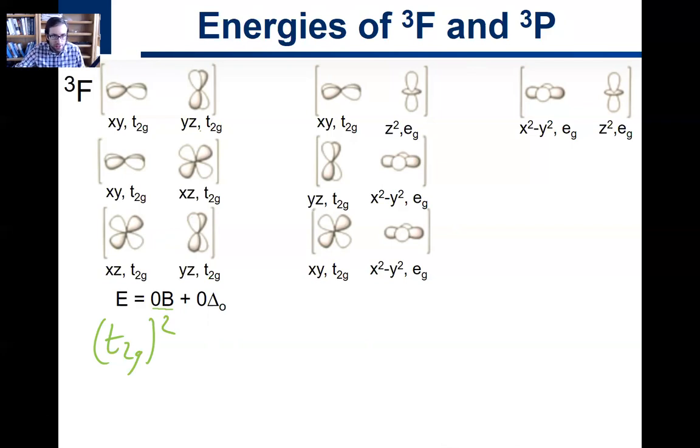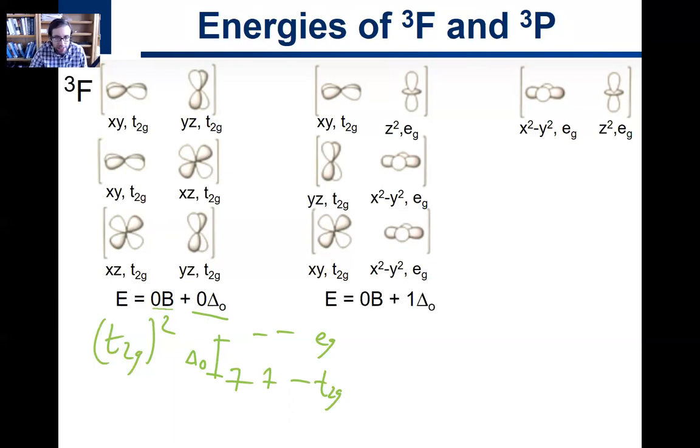So remember that in octahedral symmetry, you have your T2Gs and your EGs, and we call this energy gap delta O. Well, if you have electrons like this, for example, in T2G2, you also do not have any contribution due to delta O. So basically the energy is zero relative to our baseline. Okay? It's our baseline, the most stable of states.